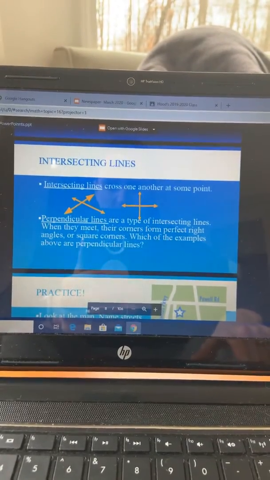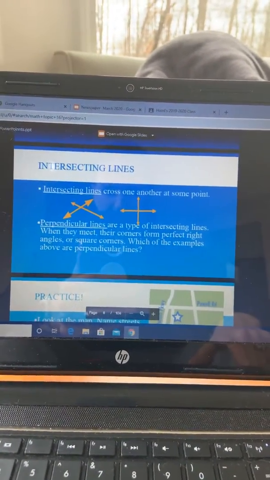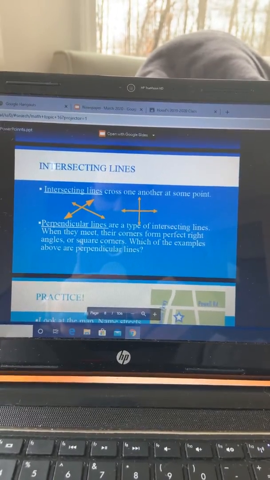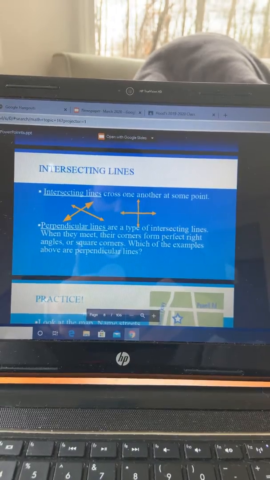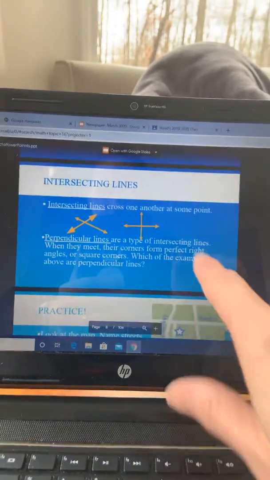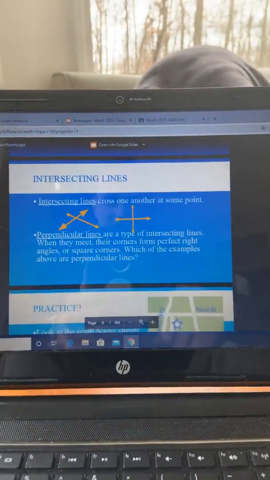Intersecting lines cross one another at some point. Perpendicular lines are types of intersecting lines. When they meet, their corners form perfect right angles, or square corners. So you would see you've got a right angle in every single one of those corners there.